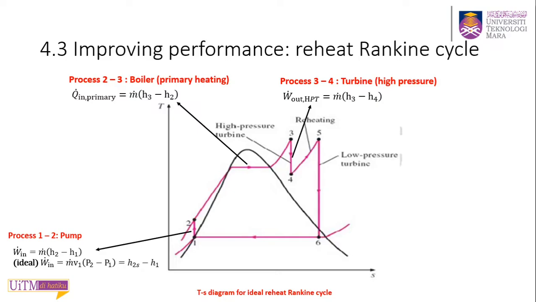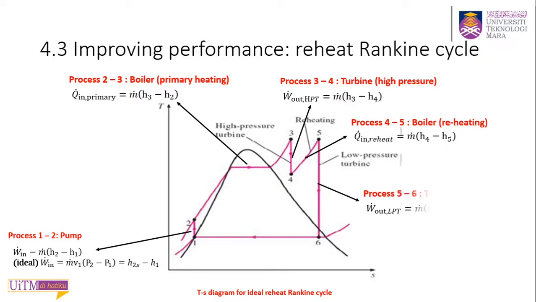For process 4 to 5 at the boiler again, for the reheating process, the following equation can be used for calculating the amount of heat added during the reheating process. And for process 5 to 6 at the low pressure turbine, for the second expansion process, the following equation can be used to calculate the work output. And finally, for process 6 to 1 at the condenser, we can use the following equation to find the amount of heat rejected during this process.